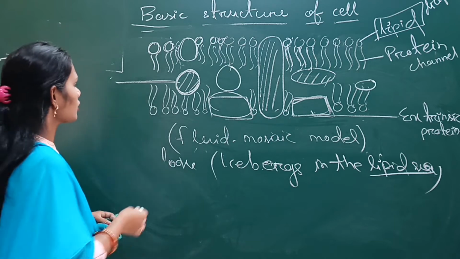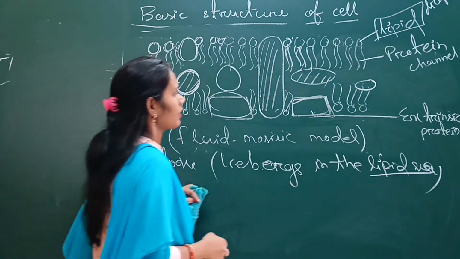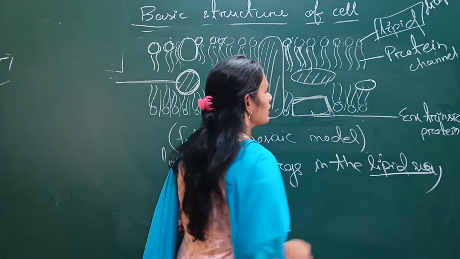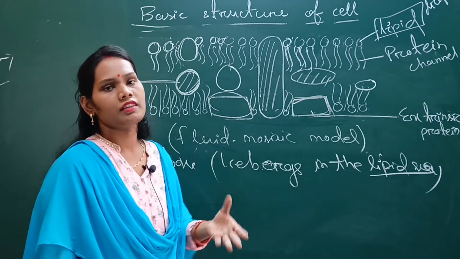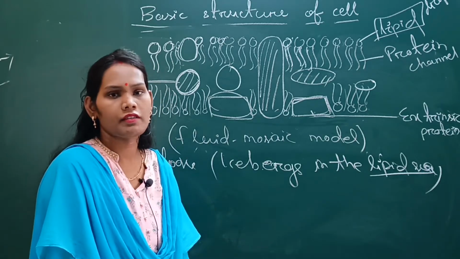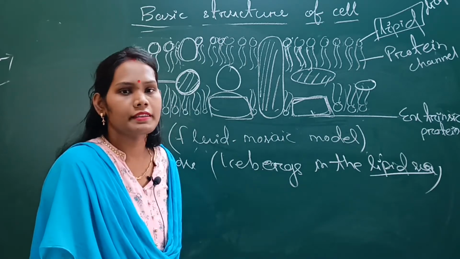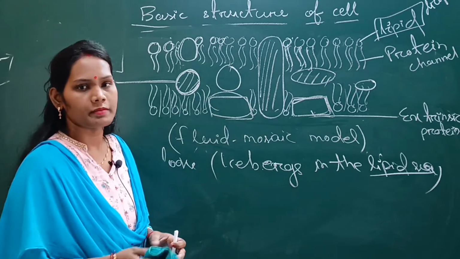And there are also some fine pores in between this lipid protein model. Through these pores, this semi-permeable membrane allows some essential nutrients to pass in and some non-essential products to pass out from the cell. Okay, so this is all about your fluid mosaic model of plasma membrane.